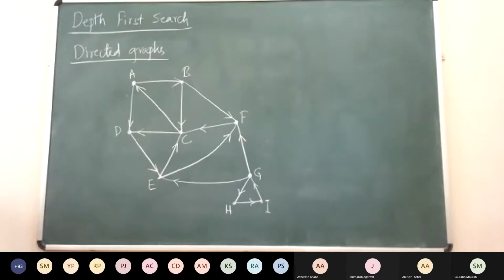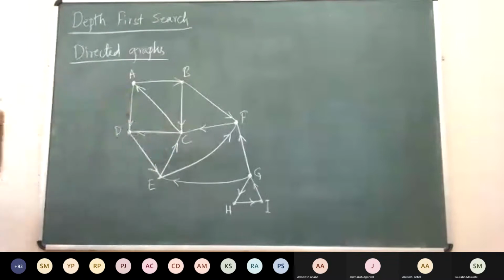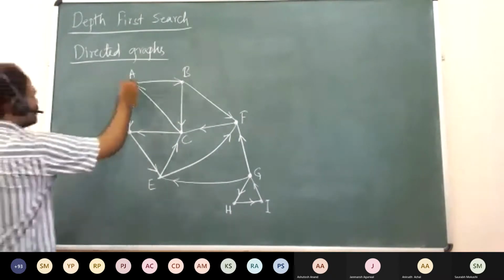So we start the DFS traversal from A. Now, what are the vertices you can go to from A? B or D. You see that you can't go to C, because C is not an out neighbor. You can go to B or D. So what do you want to go to first?